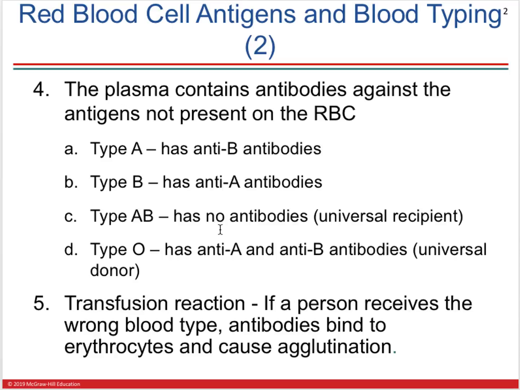As we'll see, people who are type AB are universal recipients for blood transfusions, and people who are type O are universal donors. What this is about is the transfusion reaction. If you receive the wrong blood type, the antibodies in the recipient's bloodstream will attack the donor's red blood cells and cause them to coagulate, to agglutinate and form clots.